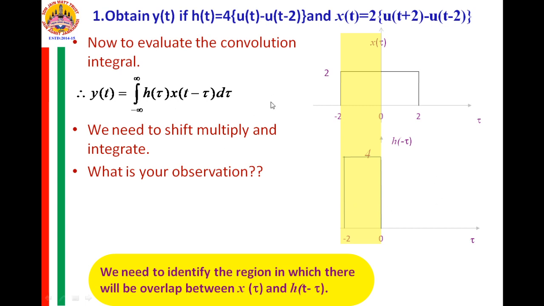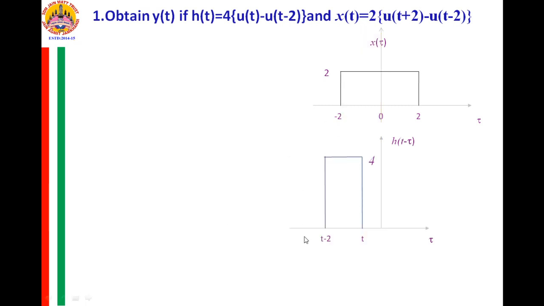Now for t greater than or equal to minus 2 and up till 0, if we go on shifting from minus 2 up to this 0, what is your observation? How do you observe? Suppose that this is existing from minus 4 to minus 2 and we go on moving this h of minus 2 minus tau along this axis of tau towards the right side. How is the overlap? You will observe that this is how these two overlap.